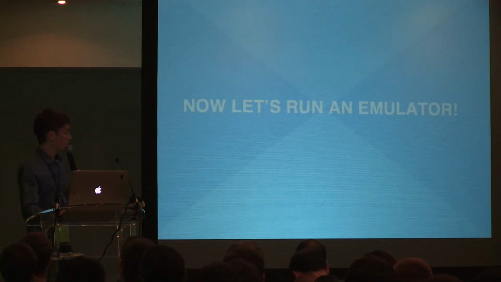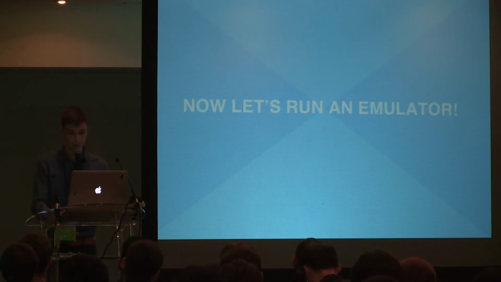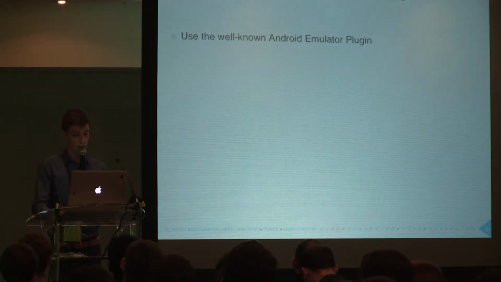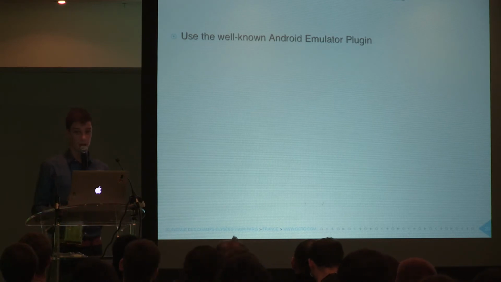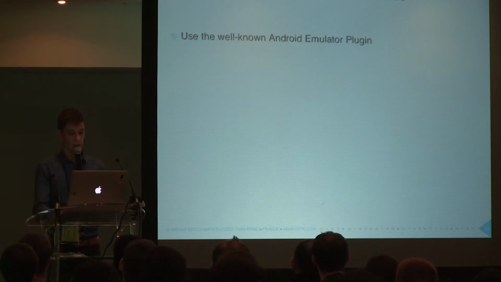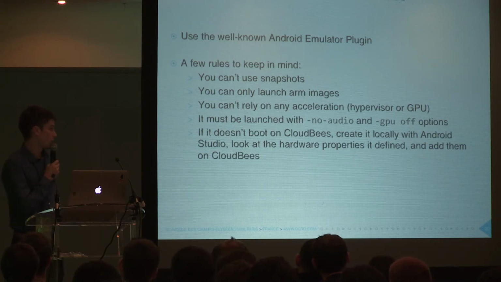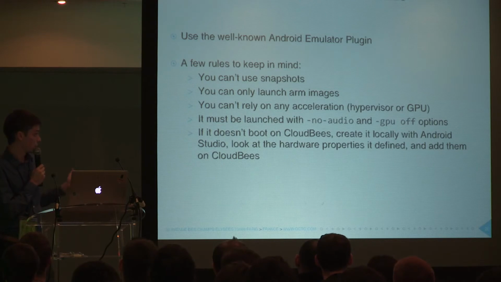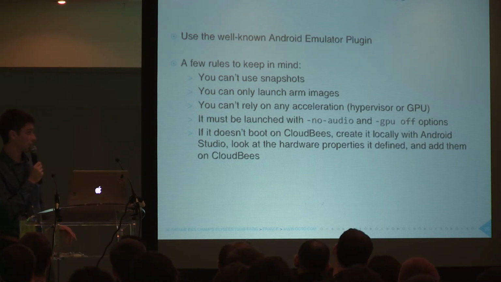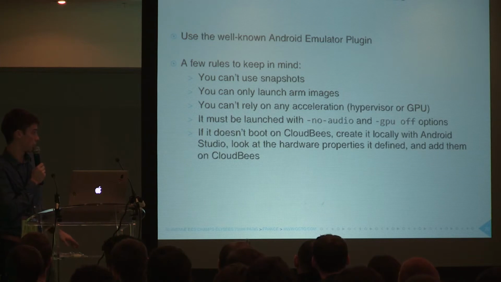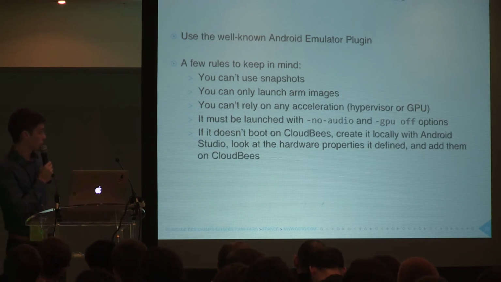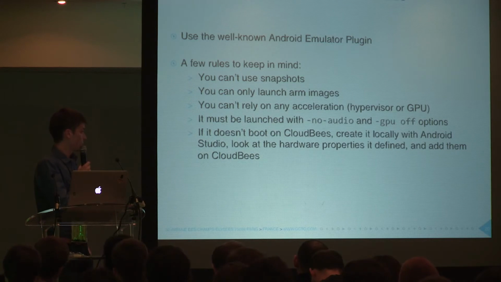The second step is to boot an emulator. Spawning emulators on CloudBees is quite easy, actually. You have to use the Android emulator plugin that you maybe already have used. And then there are some specific rules about running emulators on CloudBees. First, you cannot use snapshots. You can only launch the ARM AVDs. You cannot rely on any acceleration, the Intel HAXM or GPU. It won't work if you try to. And you have to add some special options, no audio and GPU off.